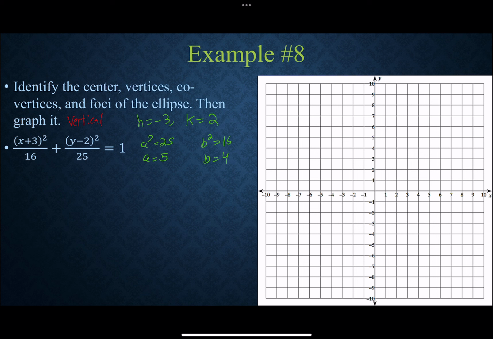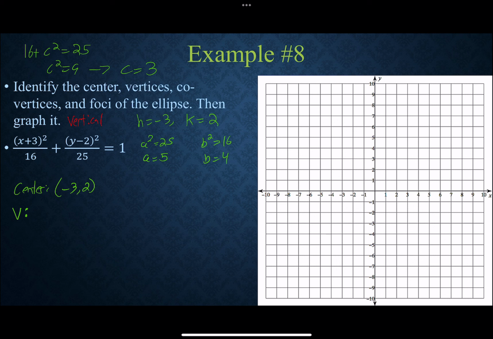And then your C squared, again, is B squared plus C squared equal to A squared. So C squared is 9. So in this case, C is a nice number, C is 3. So we will be able to get actual integer values for the coordinate points of the foci. But if it's not, then again, you always just leave it in that radical format there. So our center is always h comma k, so -3 comma 2.